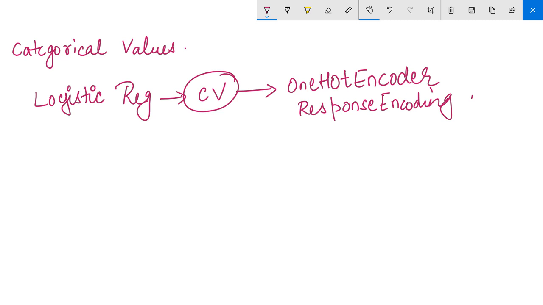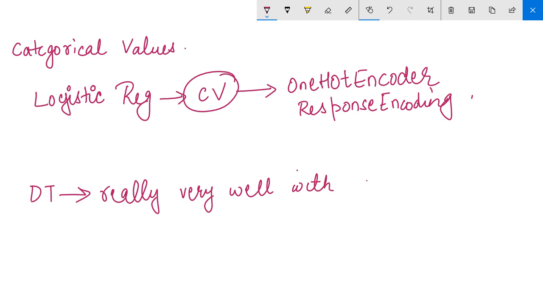But decision tree works really very well with categorical values. So this is one of the most important parts of decision tree. We don't have to use one hot encoder or response encoding, nothing like that. We just have to assign the value and everything will be covered up.